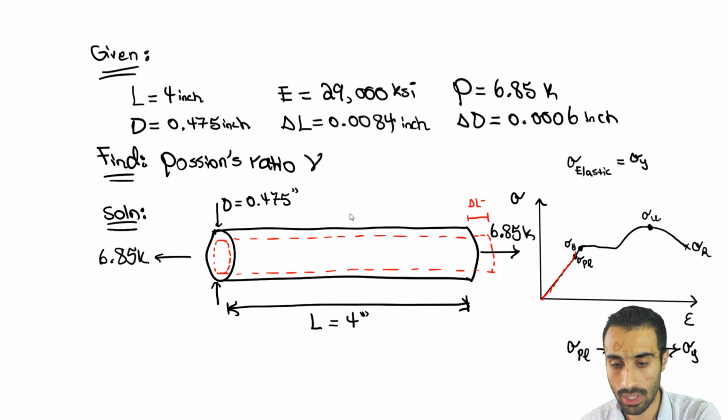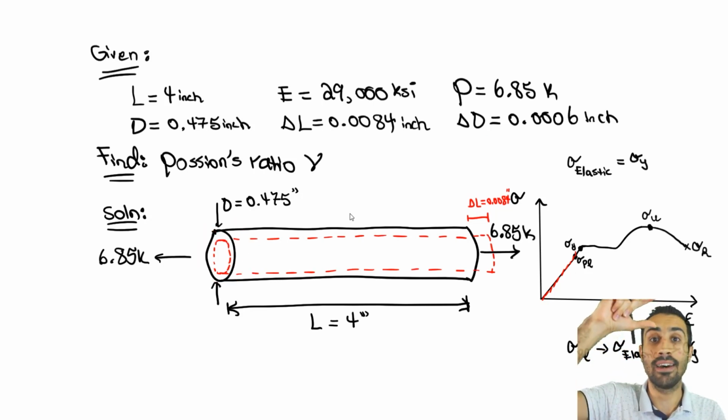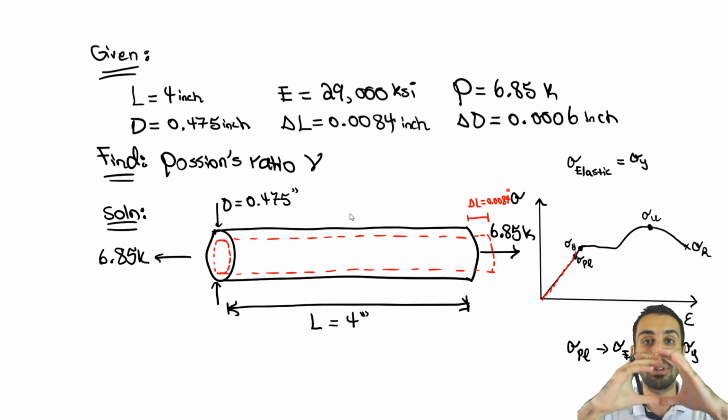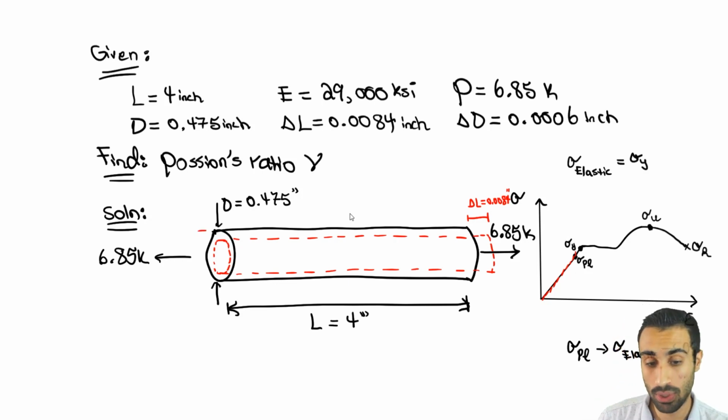Let me denote delta L here as that value of 0.0084. That's going to be our delta L in inches. Then our delta D has to be the change in the lateral direction. The diameter, the cross section, gets smaller in the lateral direction. In the longitudinal direction is delta L. So we can keep it simple and just denote it like this, just to save time and not overthink stuff. But this is delta D.